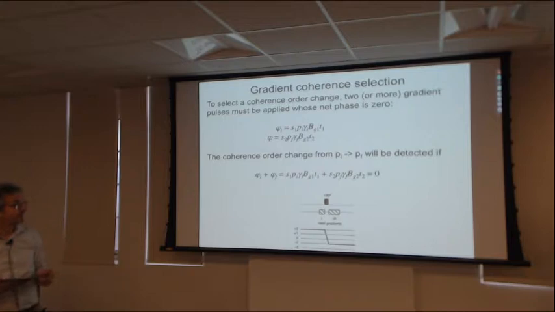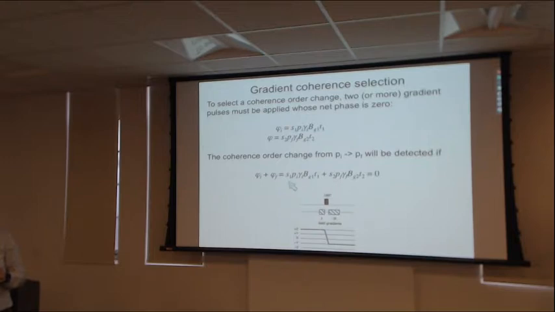And because the precession during the gradient depends on the coherence order and the gamma, we can use that to select for coherence order changes. So if at some particular point Z in the sample, some magnetization acquires a phase phi sub I, and then later on we apply a second gradient, there'll be a phase, phi sub F, phi final. If we want to detect the signal, the sum of these has to be 0, so that the net effect of the two gradient pulses is canceled.